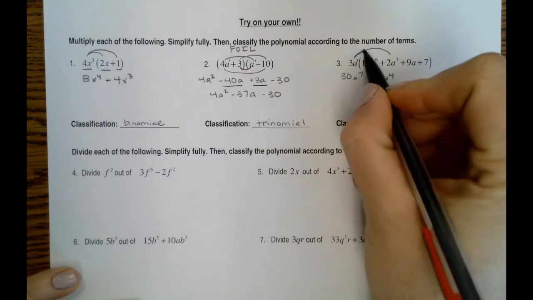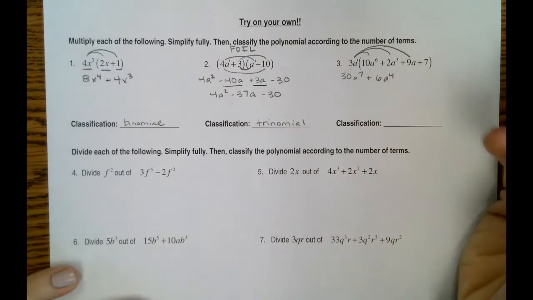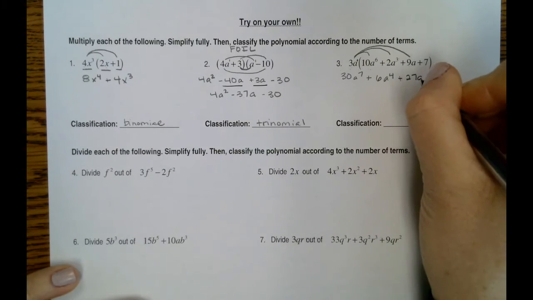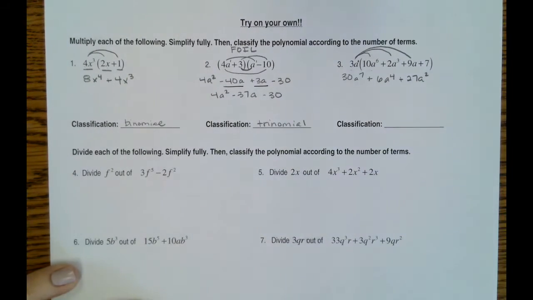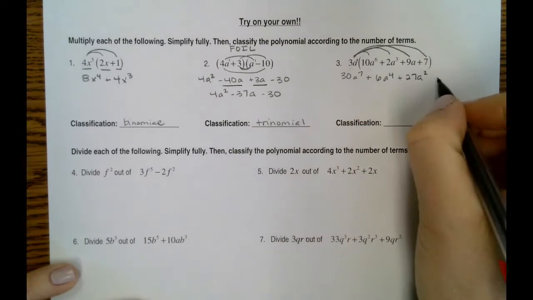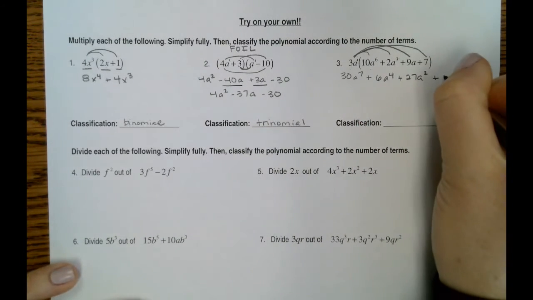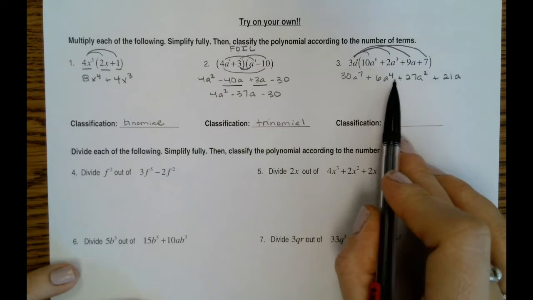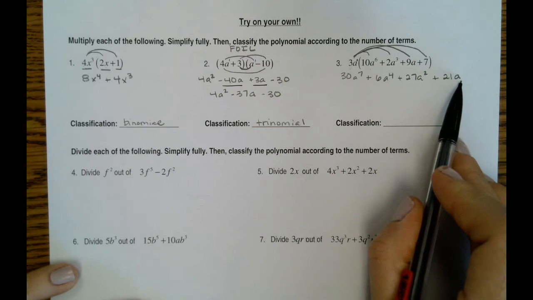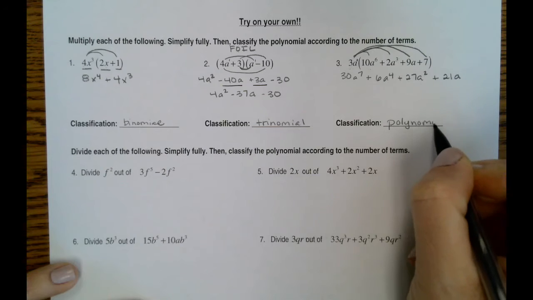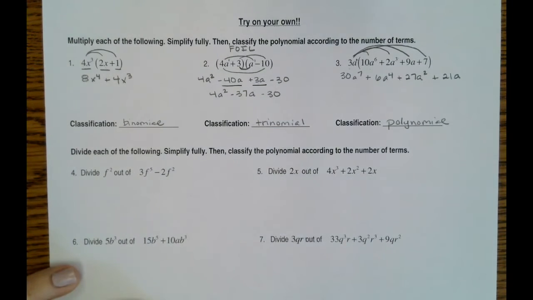Okay, so next we're going to do 3a times 9a. 3 times 9 is 27. And then a to the 1st times a to the 1st, we get a squared. And then last, 3a times 7. 3 times 7 is 21. And then we'll keep the a. None of these can be combined because they have different exponents on the a's. So we would call this a polynomial because there's more than 3 terms.